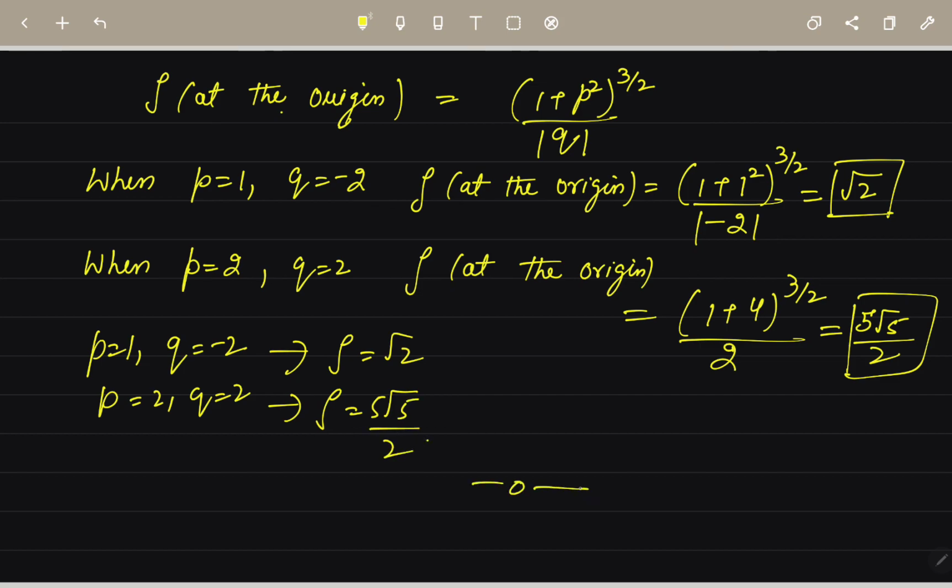So this is the method for finding the radius of curvature at the origin by the method of expansion. It is very simple. We only have to know the procedure and how to apply the rule for finding the radius of curvature at the origin.